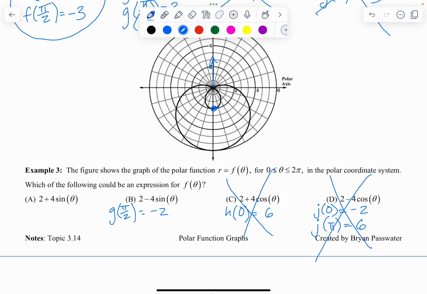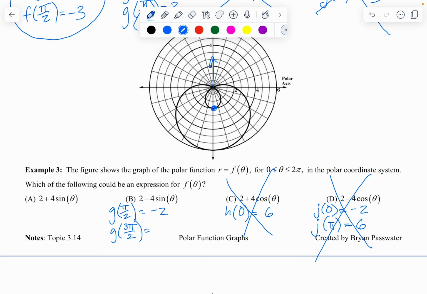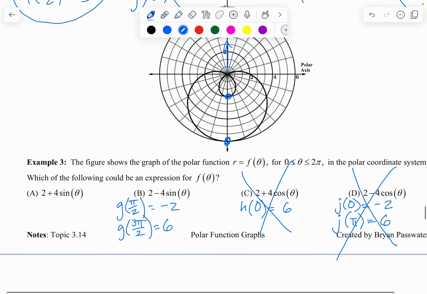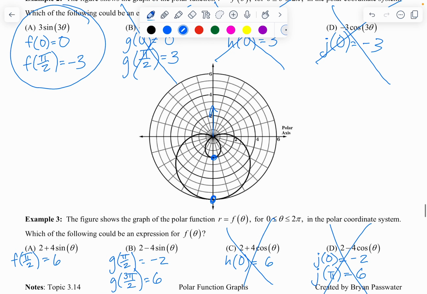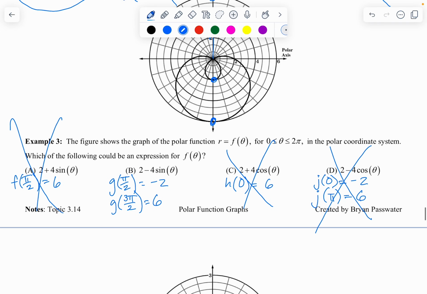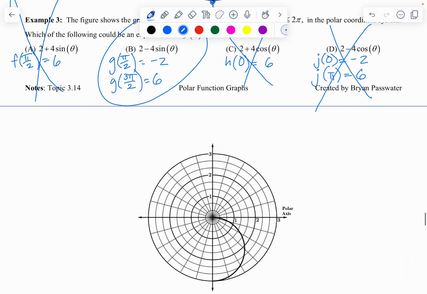Let's see what happens when I do G of 3 pi over 2. Sine of 3 pi over 2 is -1 times a -4 is a +4 plus 2 is 6. And that point is right there. So far so good. Let's see what happens when we plug those same 2 points into the first one, f. Sine of pi over 2 is 1, so this should give me 6. So at pi over 2, 6 is not on my graph, so no good. This is the correct answer.